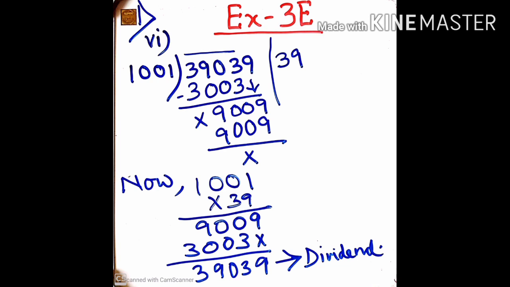And now we have to check it. So 1,001 into 39. We get 39,039. So our answer is correct. The division done by us is correct.